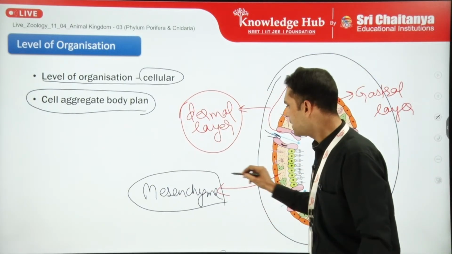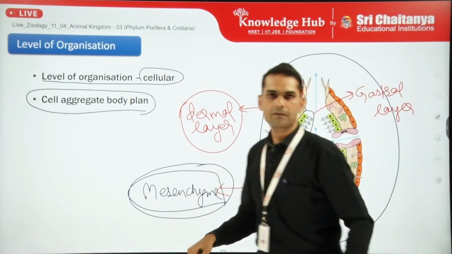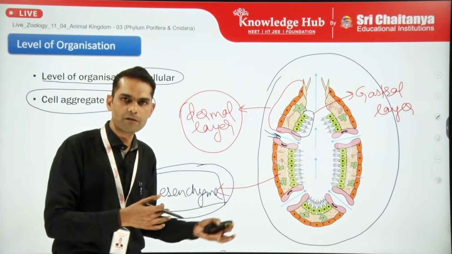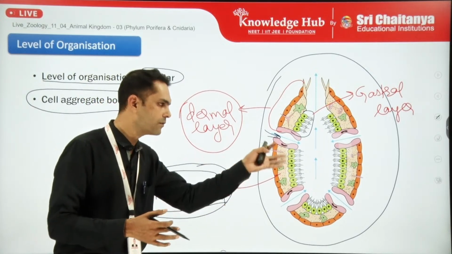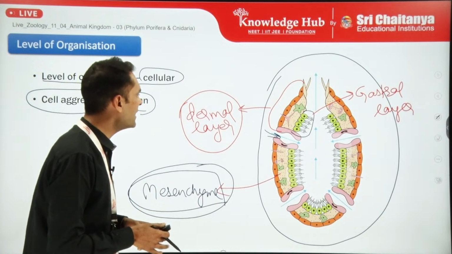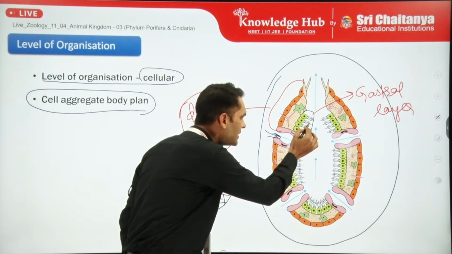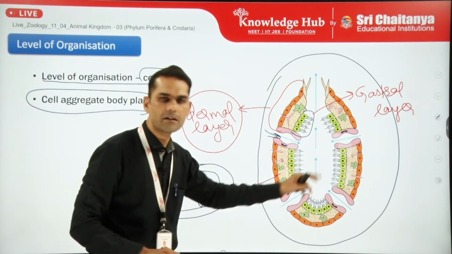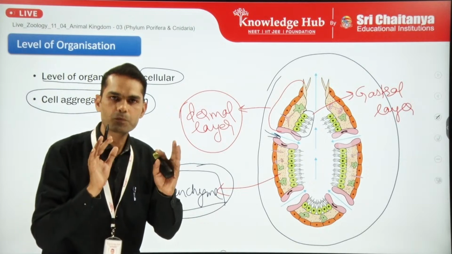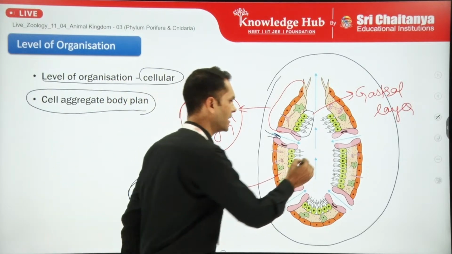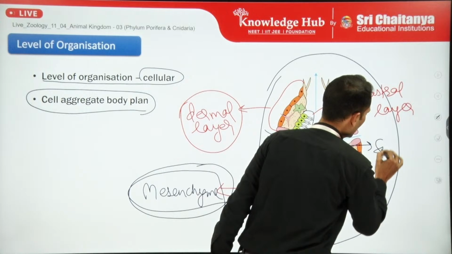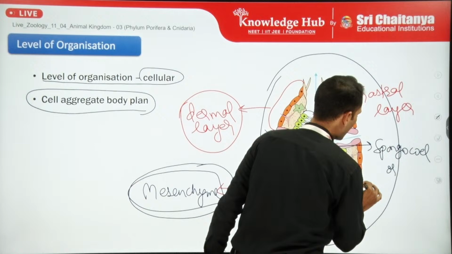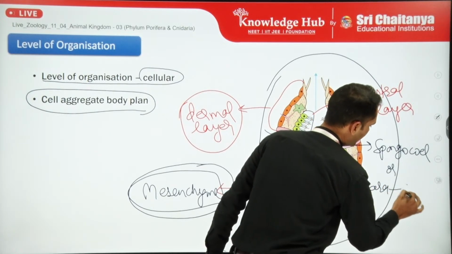In this middle layer, the mesenchyme, we have different types of cells which we call amoebocytes. There are many types of amoebocytes having different kinds of function. We will see what types of amoebocytes we have. In the inner part of this body, we can see that there is a cavity present. This cavity is called the spongocoel or paragastric cavity.